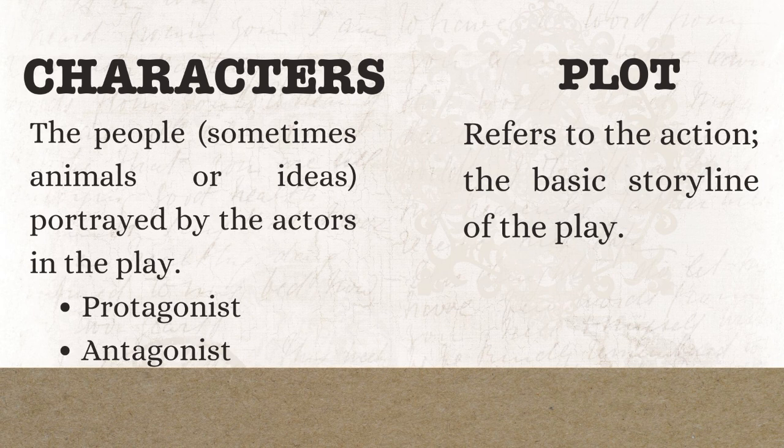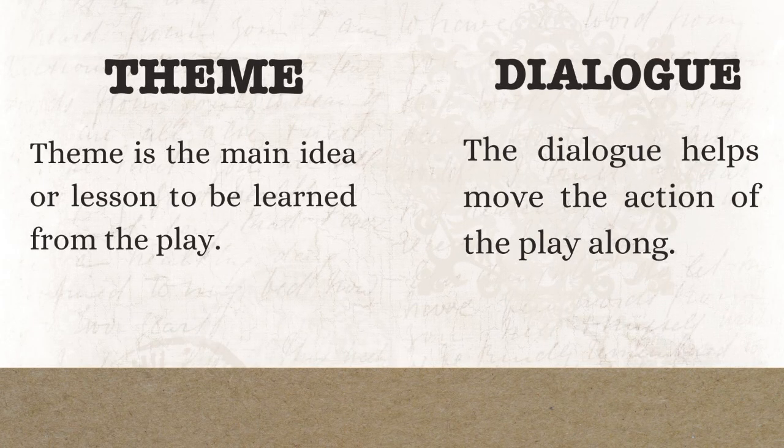The protagonist is the main character in a story. It refers to the central figure around whom the story revolves, while the antagonist is the villain of the story. Next is the theme. The theme is the main idea or the moral lesson to be learned from the play. Next is dialogue. The dialogue helps to move the action of the play along.